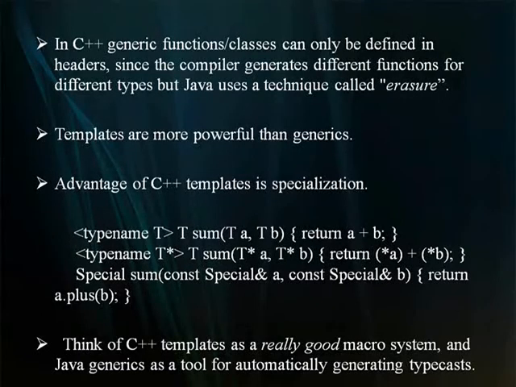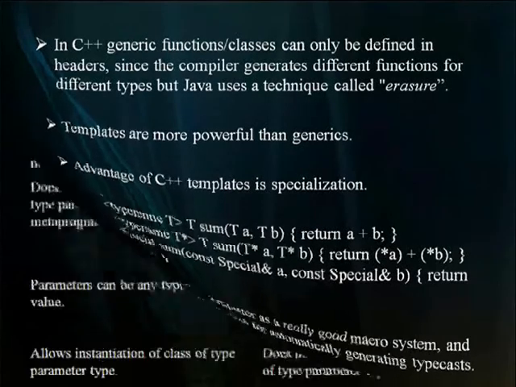Now, if you call sum with pointers, the second method will be called. If you call sum with non-pointer objects, the first method will be called. And if you call sum with special objects, the third will be called. This is not possible in Java. Think of C++ templates as a really good macro system and Java generics as a tool for automatically generating typecasts.